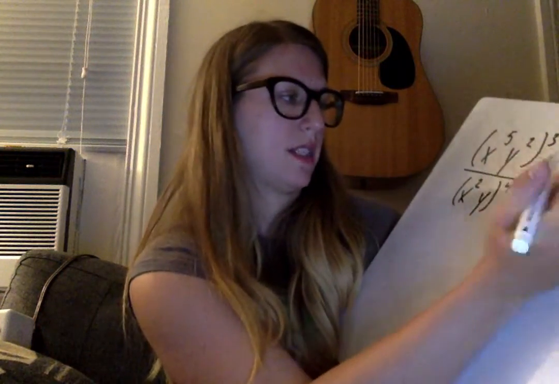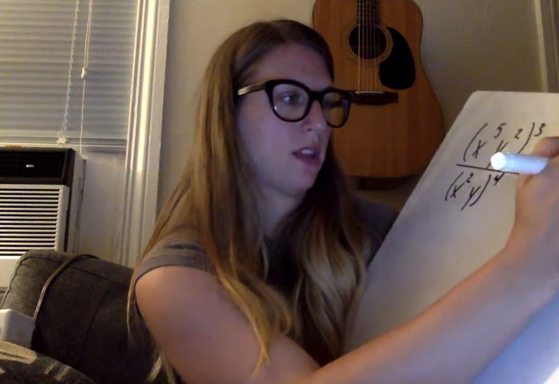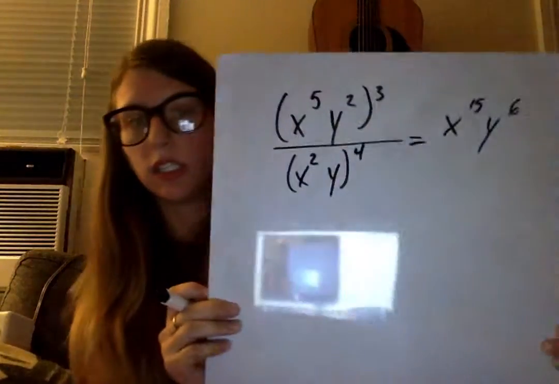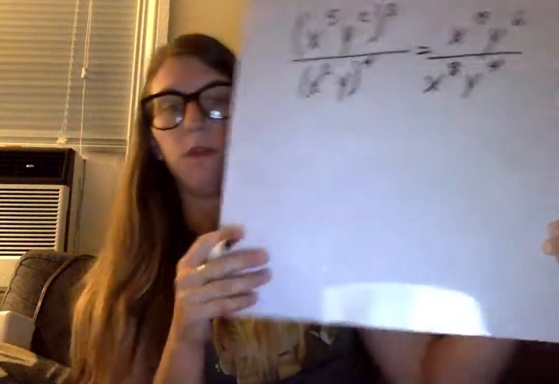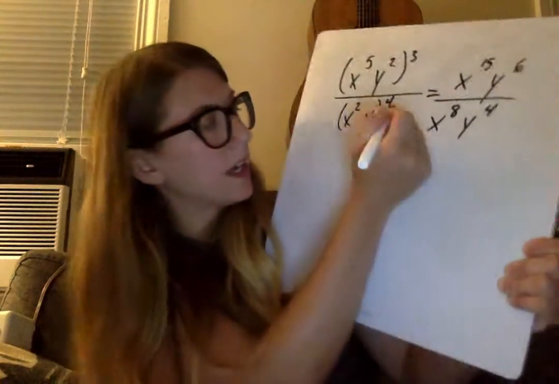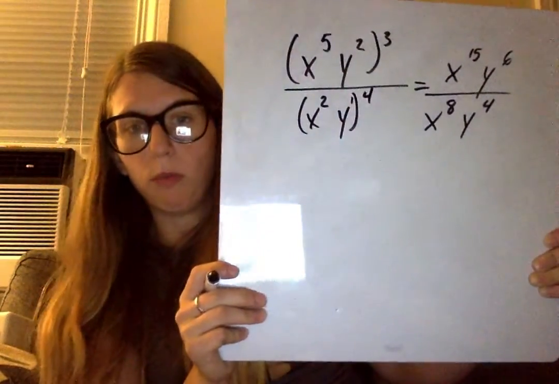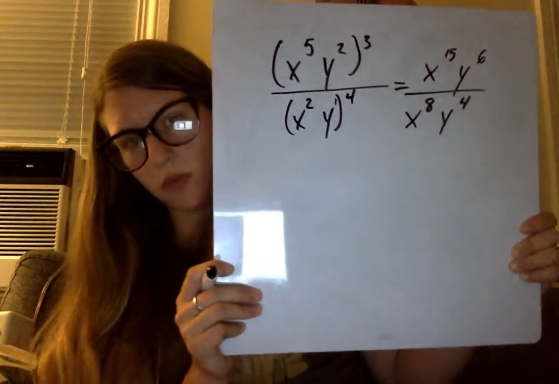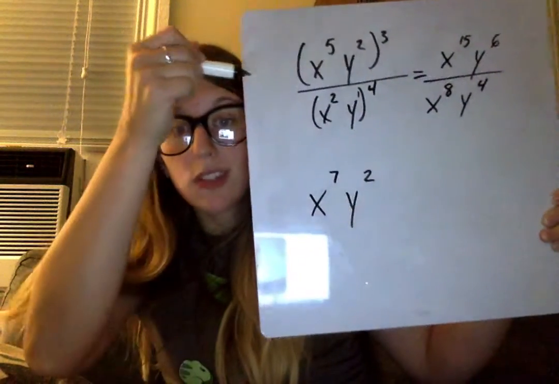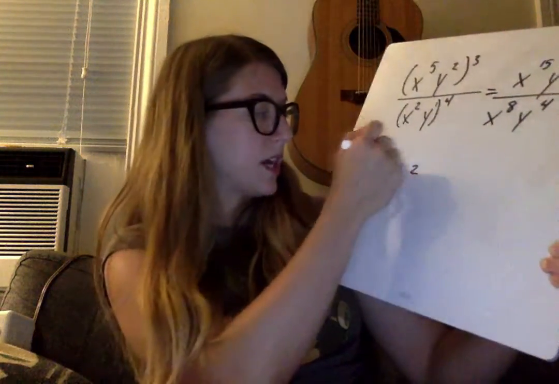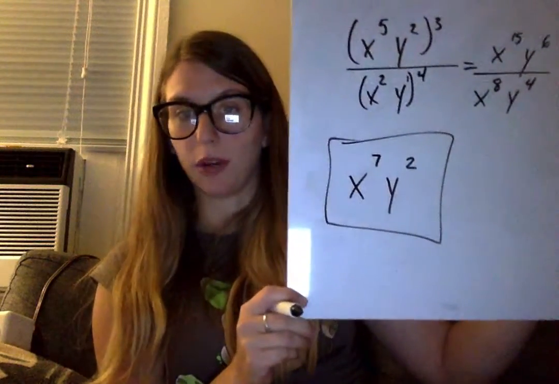So I'm going to simplify the top. X to the 15th, y to the 6th, and the denominator, x to the 8th, y to the 4th. And it's to the 4th because y has that invisible 1 power, and then 1 times 4 is 4. And then we're just going to subtract. 15 minus 8 is 7. 6 minus 4 is 2. And this junk up here just equals this nice, much more neat version underneath.